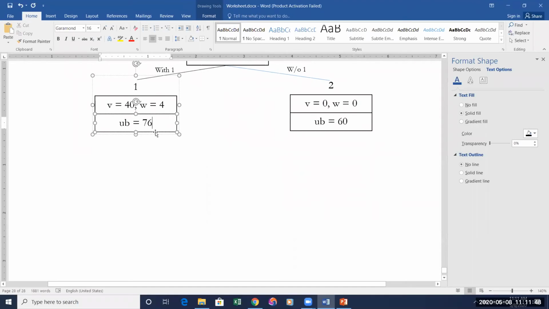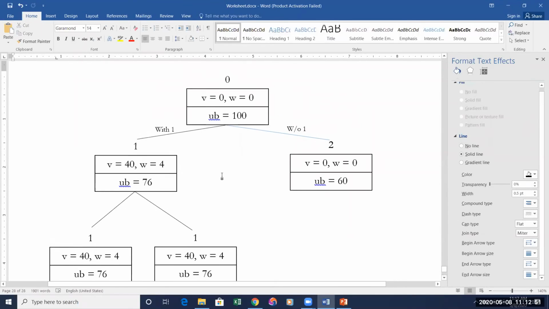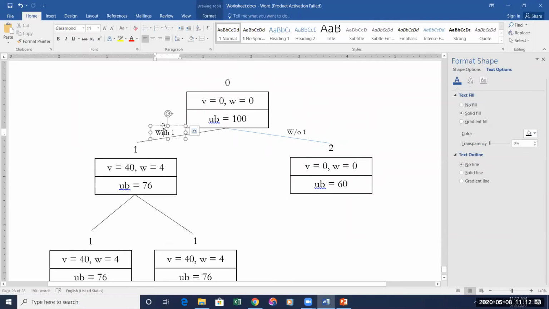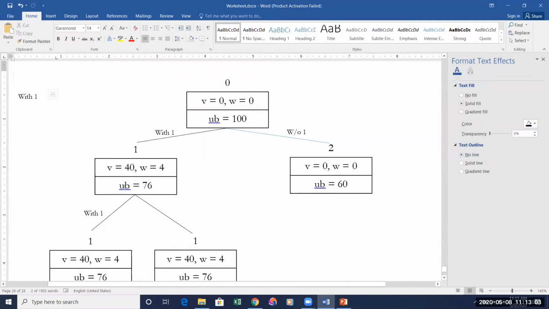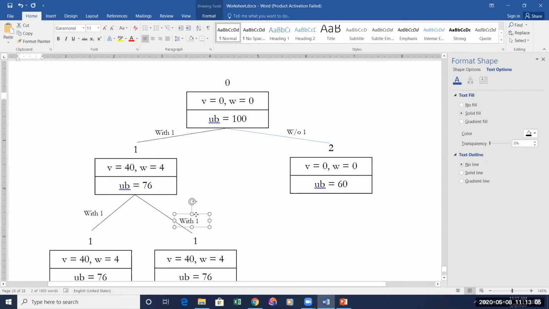We'll move with this. Once again, this will have two nodes, left and right child. The left one is with, the right one is without. So now this is with item number 2, and this is without item number 2.